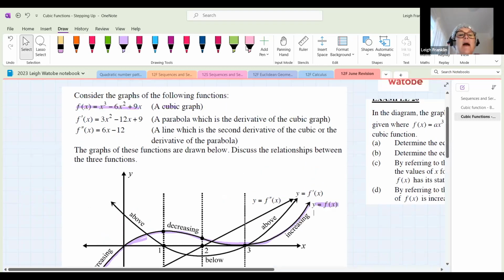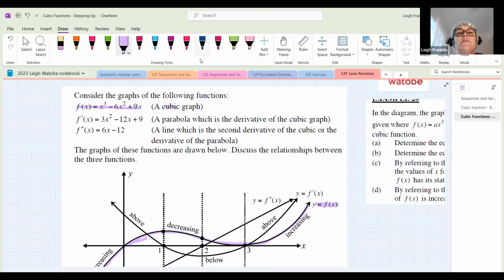Then if we take our first derivative of f of x, we get f prime x. This gives us 3x squared minus 12x plus 9, and our parabola is our first derivative of our cubic function. So our parabola is the one in the pink. Let's just highlight that all the way through. There's the graph of our first derivative.